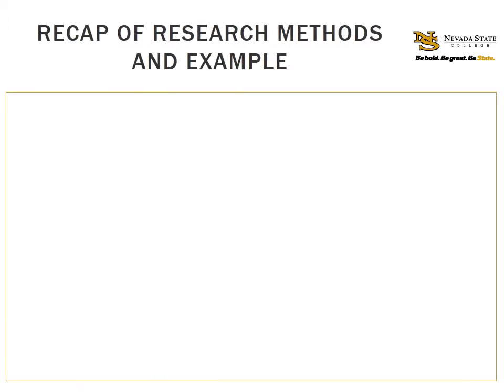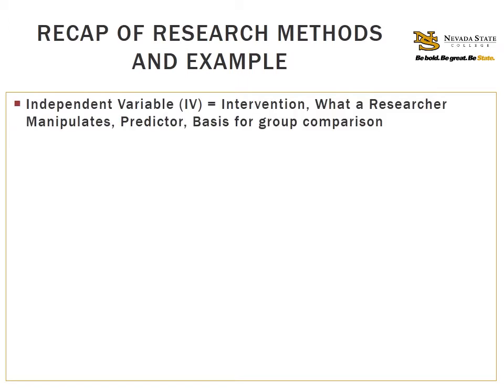So just as a quick recap of research methods, remember the independent variable is whatever is manipulated. It's the intervention. It is whatever the predictor is in the relationship that you're looking at between two variables. Or if you haven't manipulated anything in a study, like you haven't given training or given people a drug or tried a new management technique, or you haven't done anything physically or manipulated anything, the independent variable can also be the basis for group comparison.